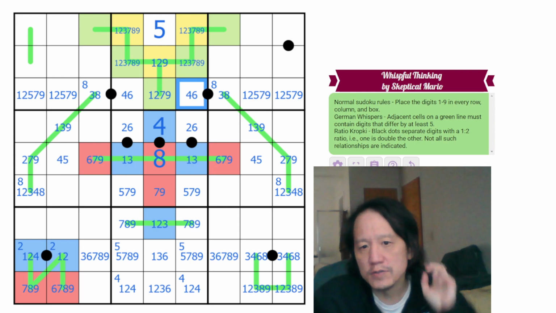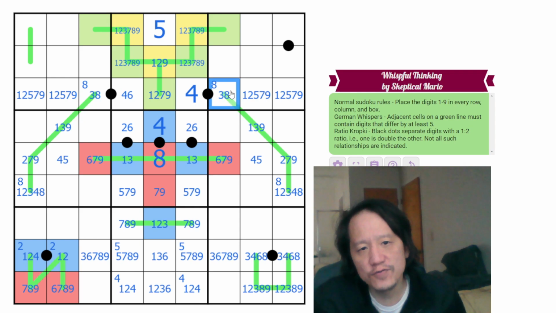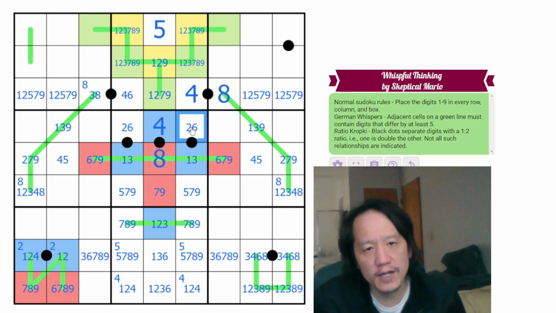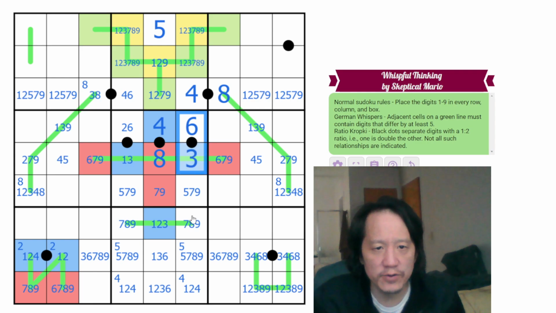Okay, so yeah, let's try that. If this is 4, this is 8, this is 1 or 2, so this can't be 1 and 2. This has to be 3 or 6, because that would eliminate all possibilities there. Therefore, this is 1 and 2.